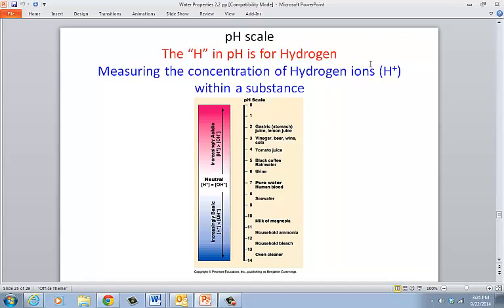So it's a measurement of those hydrogen ions. This scale goes from 0 to 14, with 7 being neutral, and you can see along neutral there's pure water, and human blood is just slightly above, about 7.3 as its pH. And so here on the pH scale, if it's less than 7, it's acidic, and if it's more than 7, it's basic.